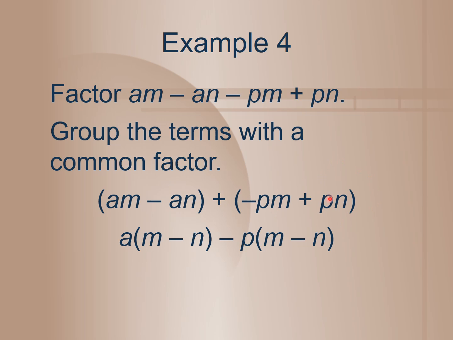So from here, you'll notice, hey, this factor and this factor, or this term and this term, because there are two terms here, share the m minus n. So we're going to factor out the m minus n. And when we factor out the m minus n, I'm left with an a minus p. So I have a minus p times m minus n.